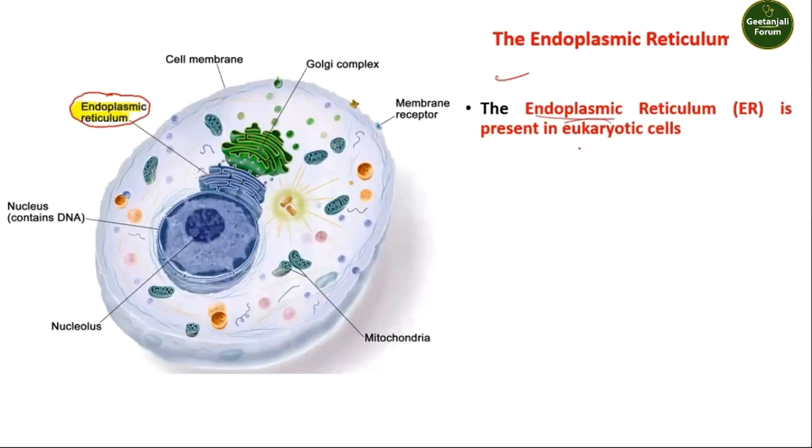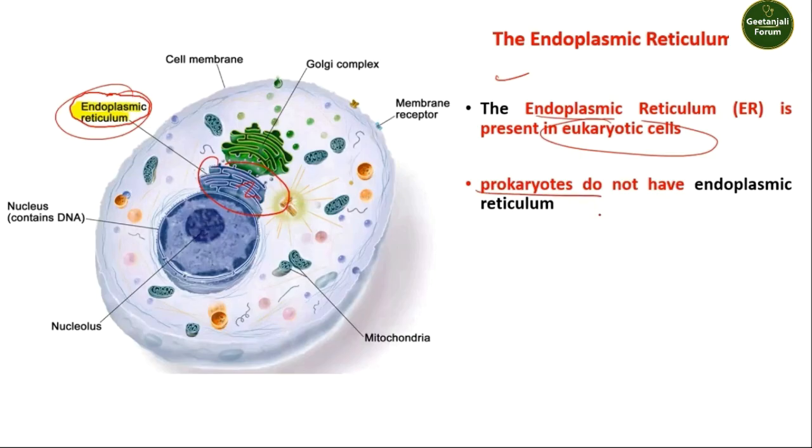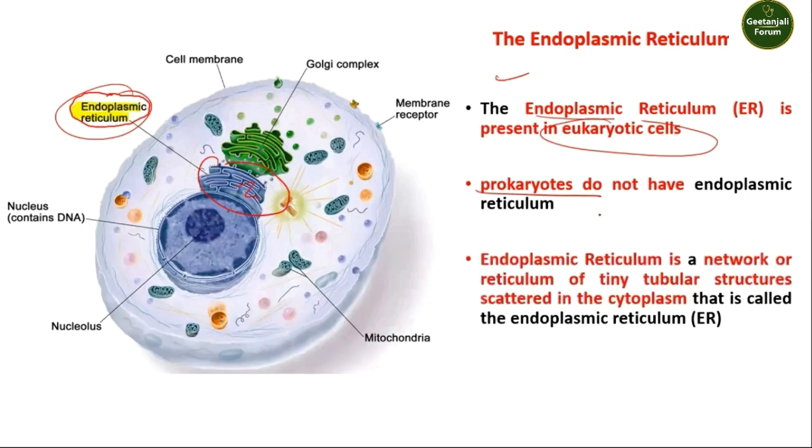Now let's study about endoplasmic reticulum. Endoplasmic reticulum is present in the eukaryotic cell. This is the endoplasmic reticulum, this one. Prokaryotic cells do not have endoplasmic reticulum. Only eukaryotic cells have endoplasmic reticulum. This endoplasmic reticulum is a network or reticulum of tiny tubular structures. You can see here there are several tubular structures in this endoplasmic reticulum.